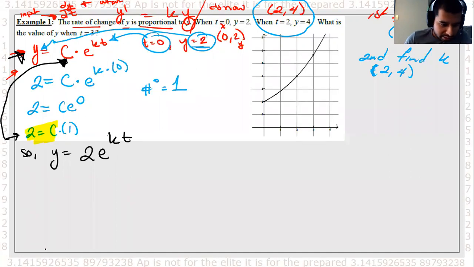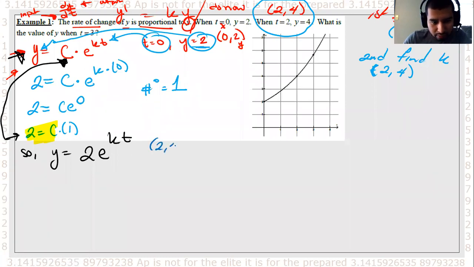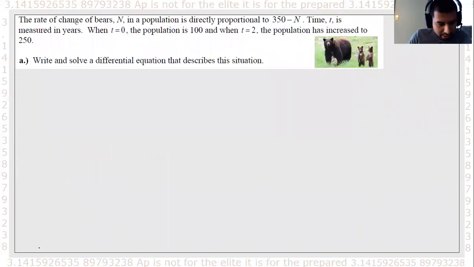And now I'm going to go ahead and substitute my next point. I'm going to substitute 2 and 4, where this is my t, this is my y. So 2 goes right here and my y goes right here. So I got 4 equals 2 e^(k), oops, that looks like a 1. k, and my t is equal to 2. And I'm just going to go ahead and solve for this.